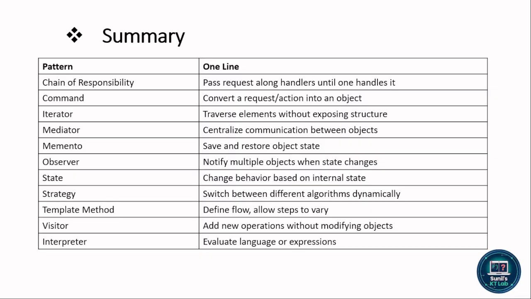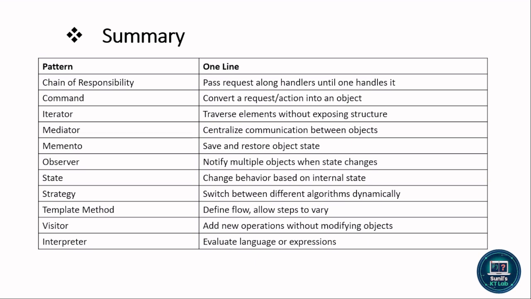Let's understand each type of behavior design pattern in one line. First, chain of responsibility: pass a request along handlers until one handles it. Here, an object passes a request to another object until one object handles the request. Second, command converts the request action into an object. So here the instruction is given to the object, and the object performs the logical operation based on the instruction. It performs undo and redo operations.